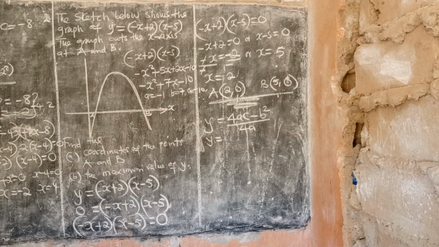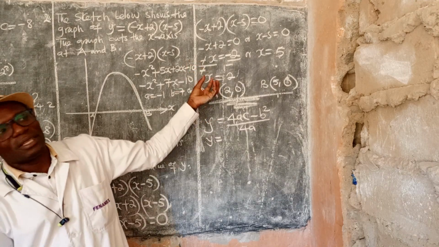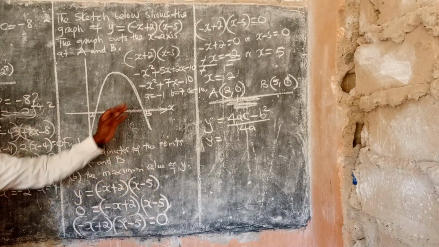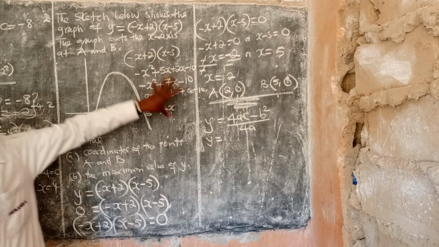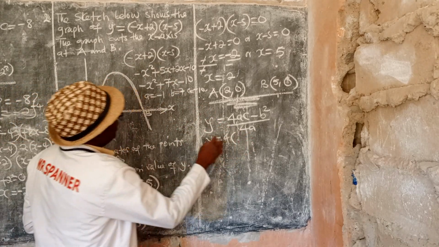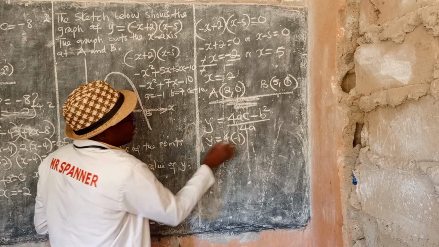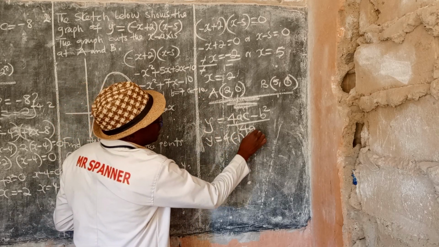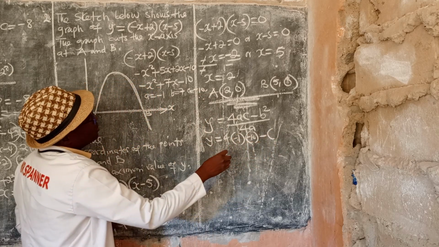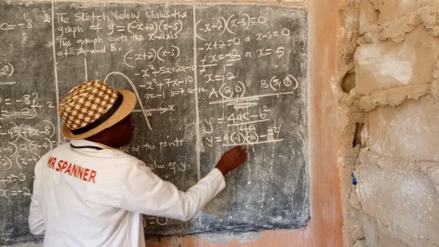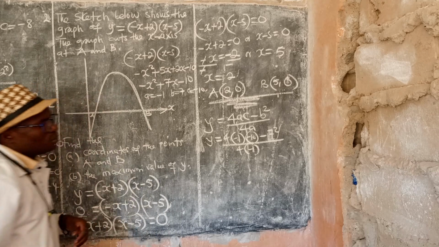Show your working. You can't just go direct and write the answer. Just write the formula, then get the values and replace them there. So which means our a is negative 1, our c is negative 10, minus our b, which is 7, squared, over 4 times negative 1.